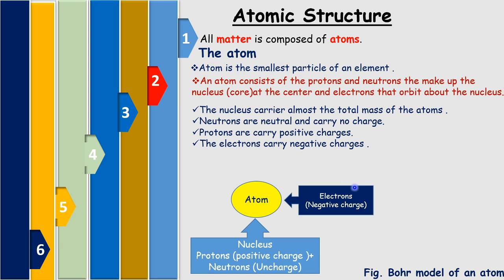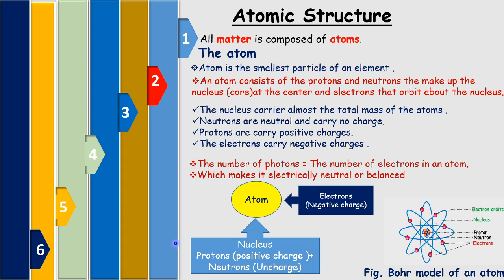If you see in this figure, Bohr model of an atom. So here this is the nucleus, which consists of protons and neutrons, and electrons are revolving around the nucleus. So these are the electrons revolving. So like this. This is the orbit, and electrons revolve around the nucleus.